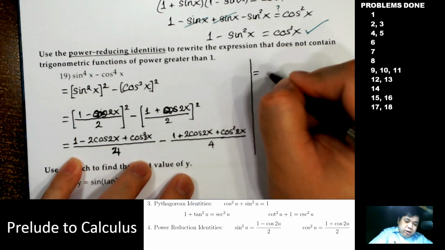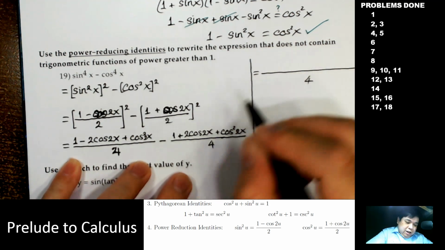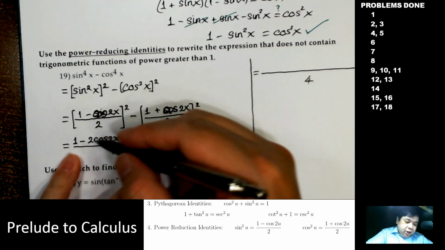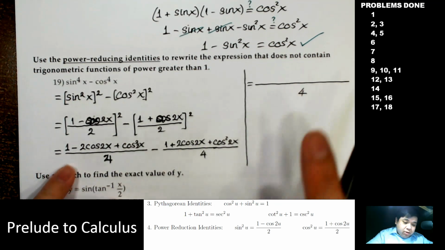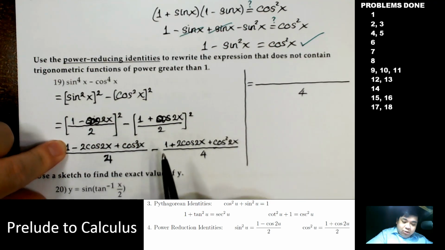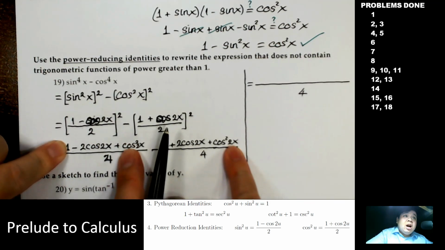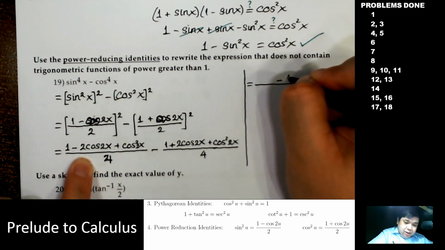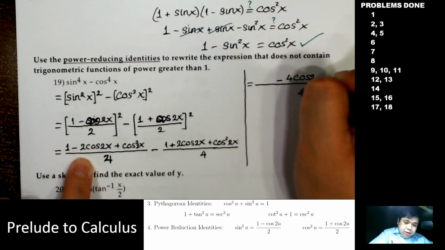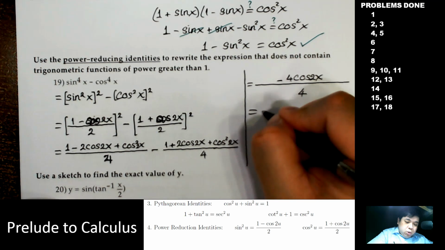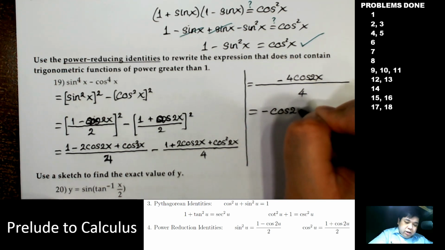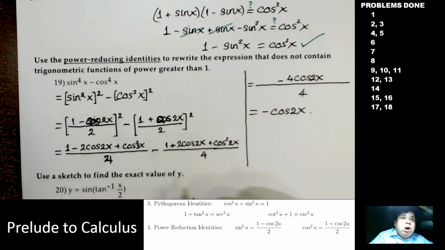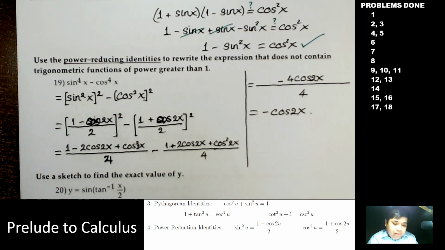So both of them have 4. So to write everything on the top, 1 minus 1, so that cancels out. Cosine square minus cosine square, that cancels out. The thing that does not cancel is, it's pretty much that, and we have minus cosine of 2x. Right, so that is one way to do that.